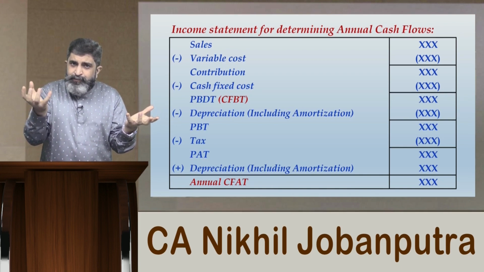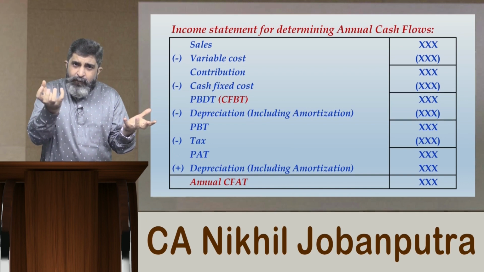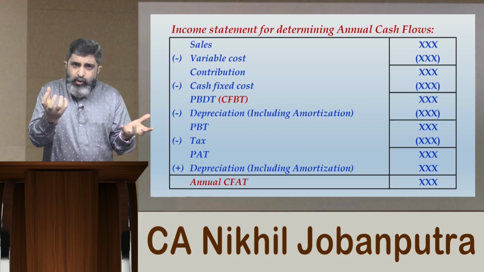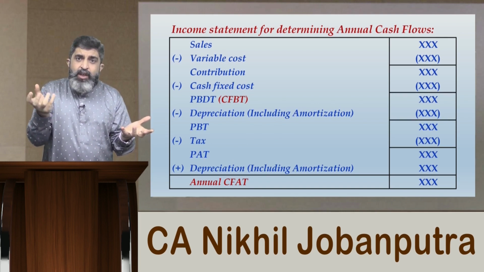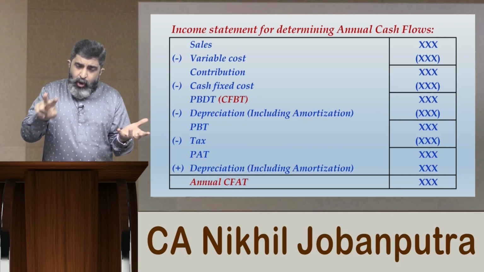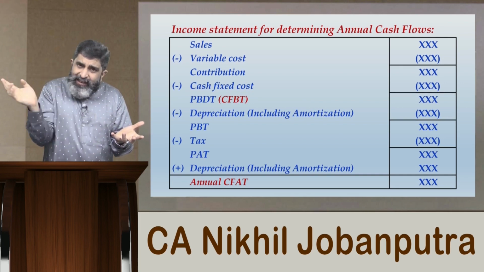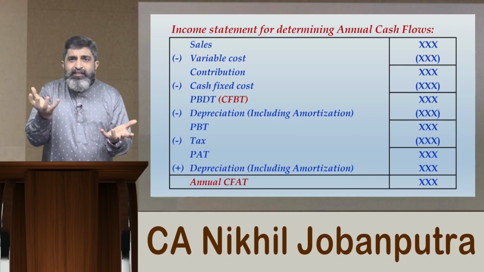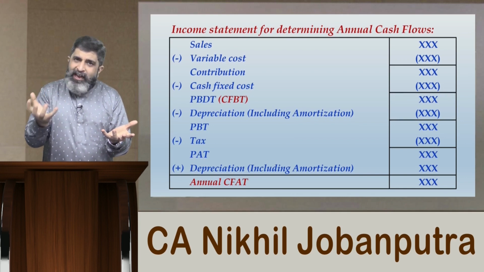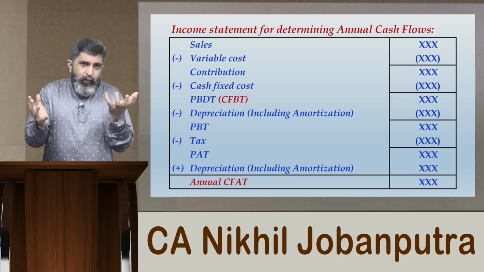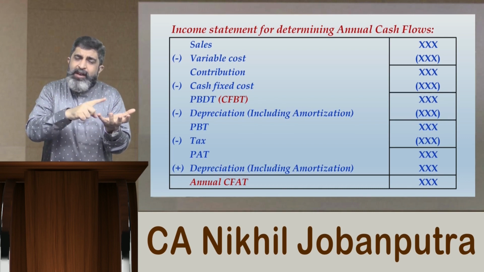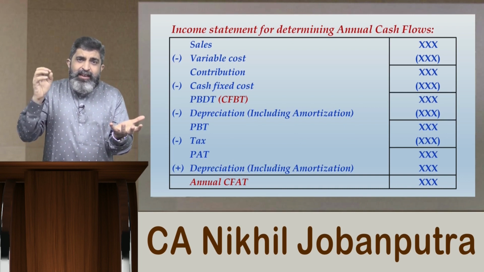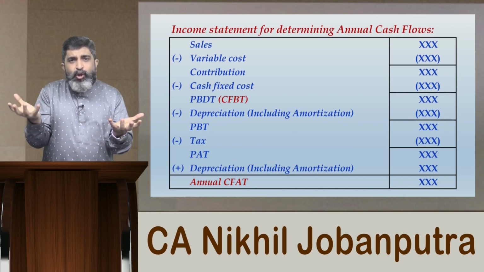Look at the cash flow. I had sales revenue of 50 lakhs coming in my bank account, variable cost going out of my bank account, contribution of 20 lakhs now remains in my bank account. Out of that 20 lakhs of contribution also, I will have to pay for the cash fixed cost, that is 10 lakhs. So in my bank now what remains is a cash amount of 10 lakhs. So now visualize one thing. One side you have profit before depreciation and tax amounting to 10 lakhs. Another side you have cash flow in the bank, that is also 10 lakhs.